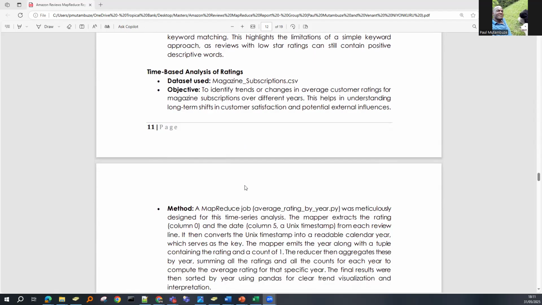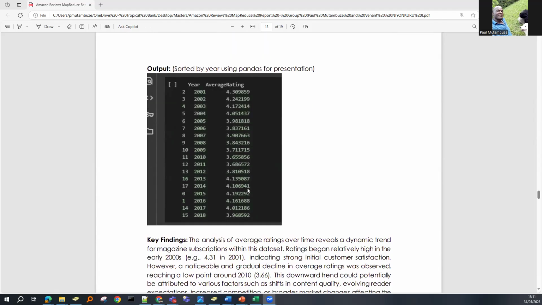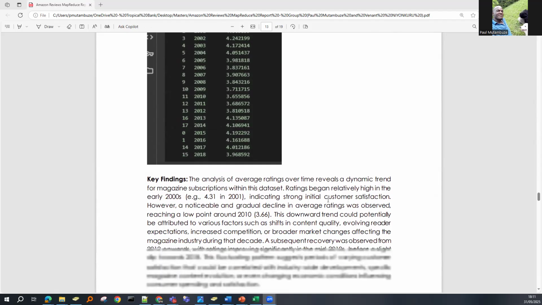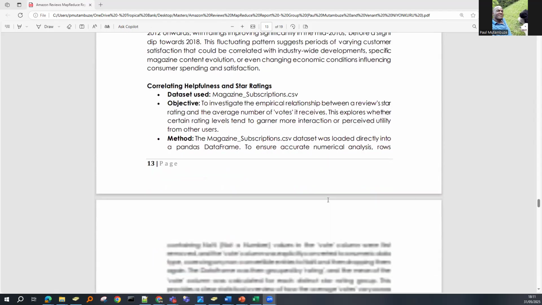Then we moved on to the time-based analysis of ratings for the magazines. We used the magazine subscription dataset to identify the trends or changes in the average customer ratings over the different years, and we were able to generate this. The analysis of the average rating over time revealed a dynamic trend for magazine subscriptions in the dataset. Ratings began relatively high in the early 2000s, indicating strong initial customer satisfaction. However, an annual decline in average rating was observed, reaching a low point in 2010.